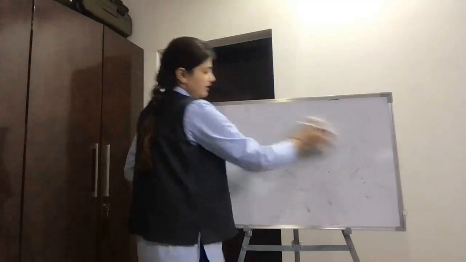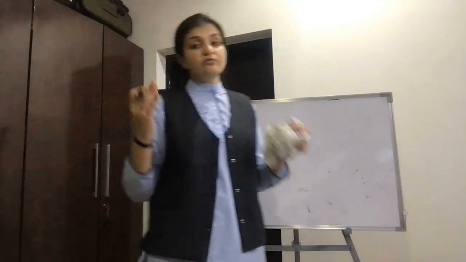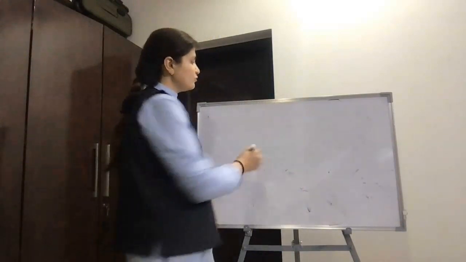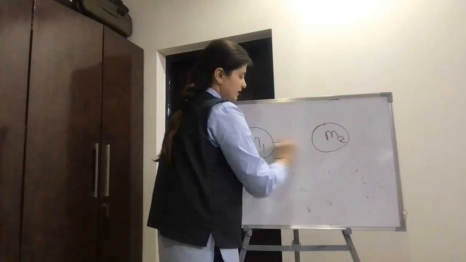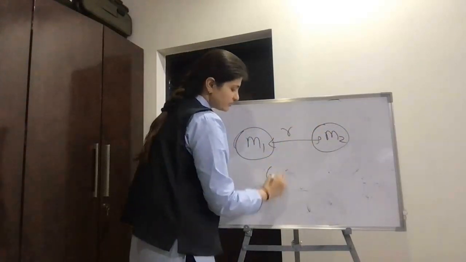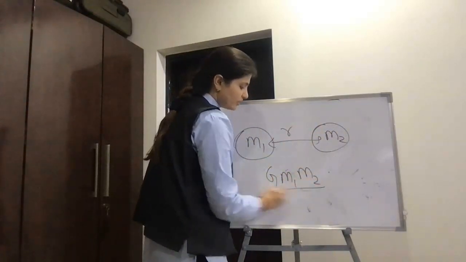We can also consider an example from the universal law of gravitation. If we have two planets of mass m1 and m2 kept at a distance r, then the force which is acting is G m1 m2 upon r squared.